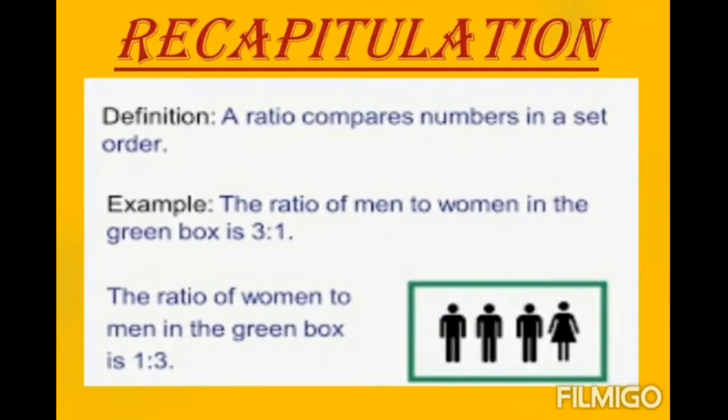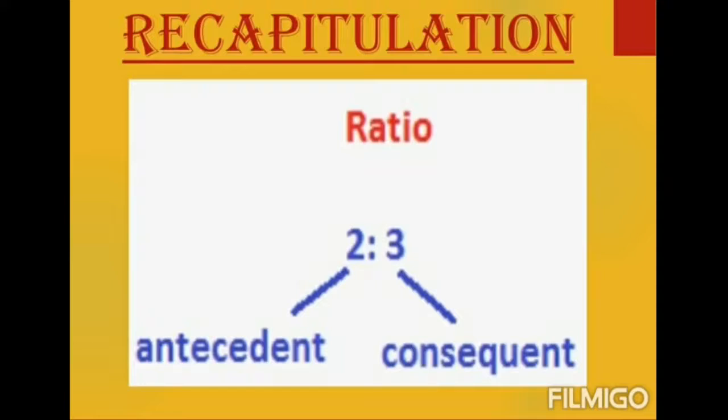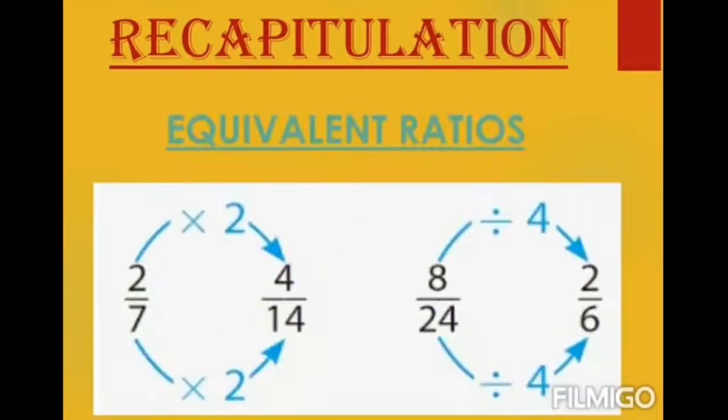For example, the ratio of men to women in the green box is 3:1. The ratio of women to men in the green box is 1:3. In the ratio 2:3, 2 is called the antecedent and 3 is called the consequent of the ratio. Next topic is equivalent ratios.